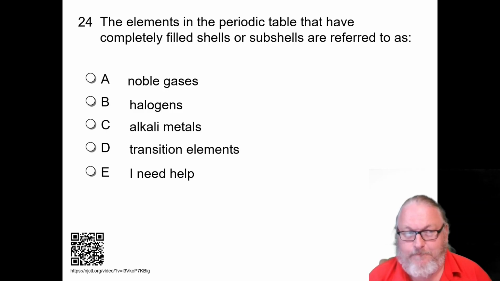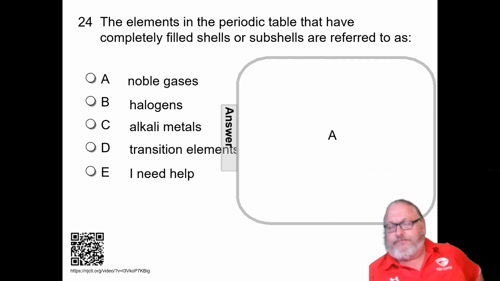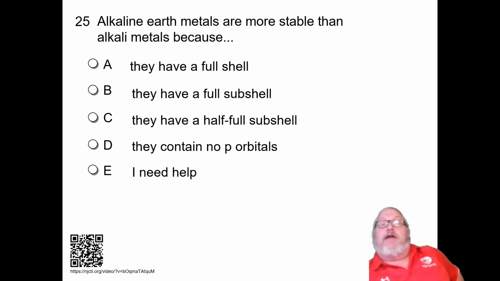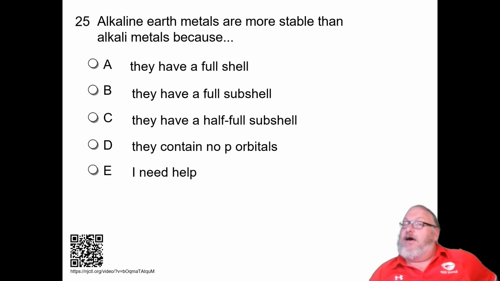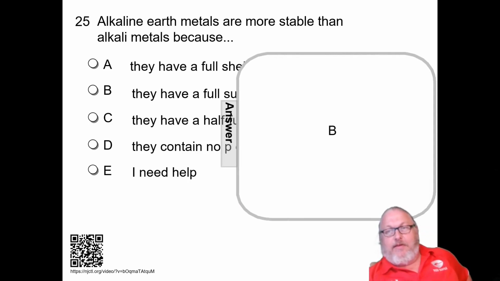Noble gases. Their shells are filled. They're happy. So alkaline earth metals are more stable than alkali metals because why? They have a full s subshell. Okay, so B. They've got the s2 that's filled up, which is more stable than the alkali metals, which are the s1s.